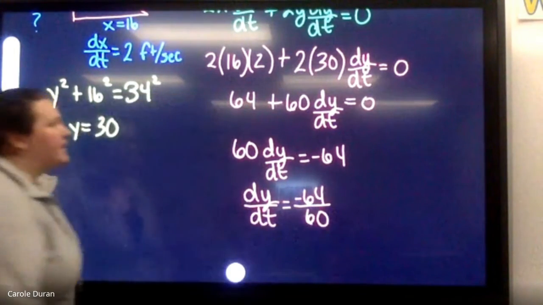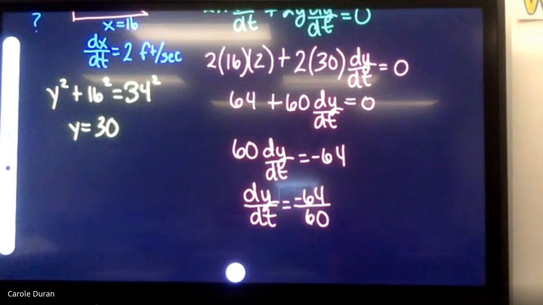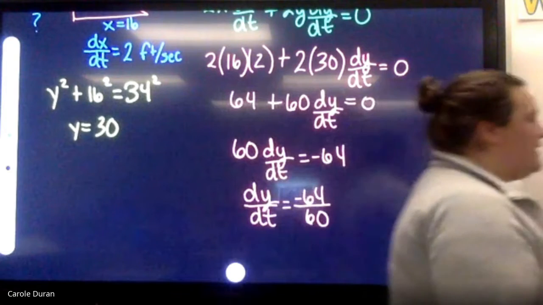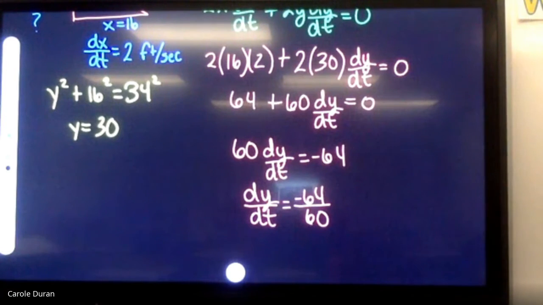So when I do my basic algebraic manipulation, I end up with 64 plus 60 dy/dt equals 0. I move the 64 over, and then I divide by 60, and I get dy/dt is equal to negative 64 over 60. For rates of change like this, it is entirely okay for you to give me the decimal to 4 decimal places.